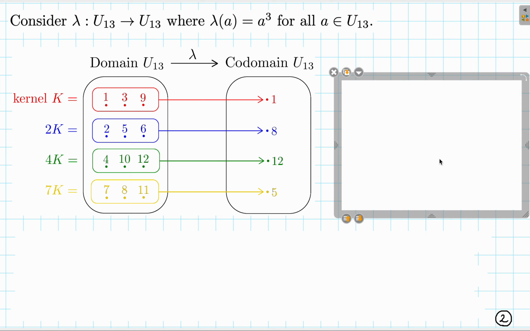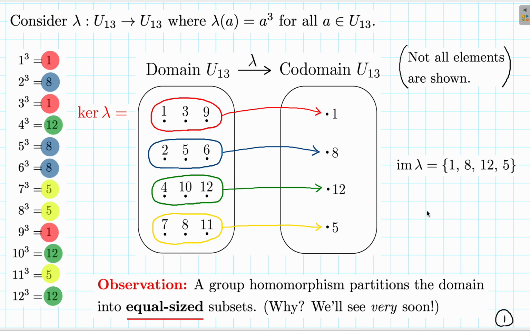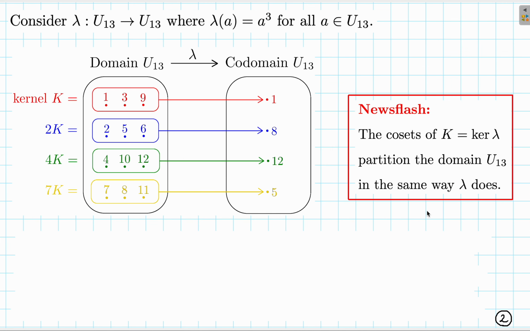And then we notice the following. The cosets of the kernel K partition the domain U13 in the same way that the homomorphism lambda does. And we can verify that by going back to the previous slide and noticing that the partition made by lambda is the same as the partition made by the cosets of the kernel K.